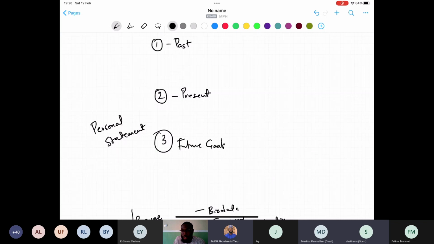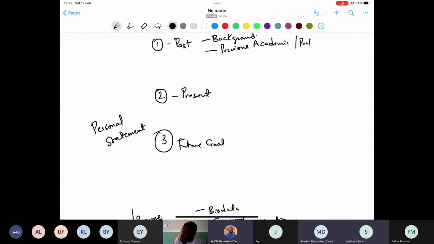One good thing you should learn about writing is that you should learn to be organized. You shouldn't be haphazard. You should not go up, go down. You have to talk in sequence. Do you understand? So in the past, you can talk about your background. You can talk about your previous academic or professional experience.